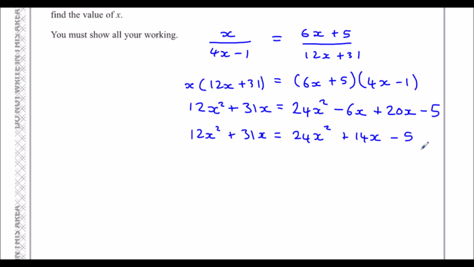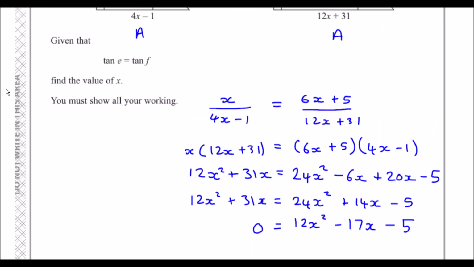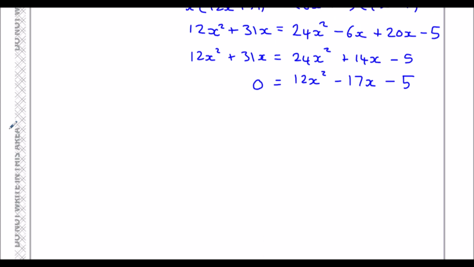So I've got a quadratic I need to solve. To solve a quadratic, we make it equal to 0. So I'm going to subtract 12x squared from both sides, which gives 24x squared take away 12x squared is 12x squared. And I'm going to subtract 31x from both sides. 14 take away 31 is minus 17. So I've got 12x squared minus 17x, and I've still got the minus 5. Okay, we've got a quadratic. So we can use the quadratic formula, or we could factorize. Let's give factorizing a go.